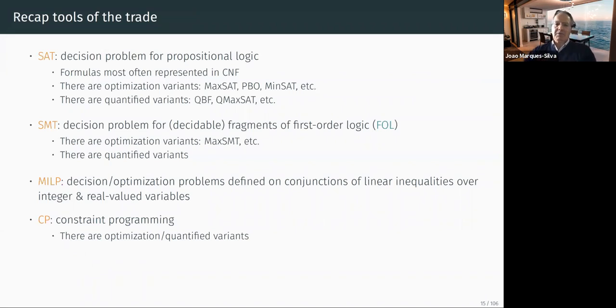Now, the tools that we are going to use and assume are known. SAT reasoners. SAT is the decision problem for propositional logic. We use conjunctive normal form. We can solve different optimization variants: MaxSAT, pseudo-Boolean optimization, MinSAT, and so on. And there are quantified versions. QBF is the best known. We can also optimize with quantification.